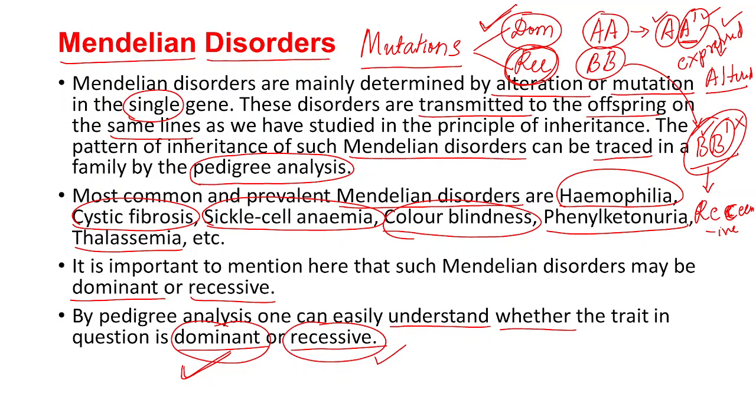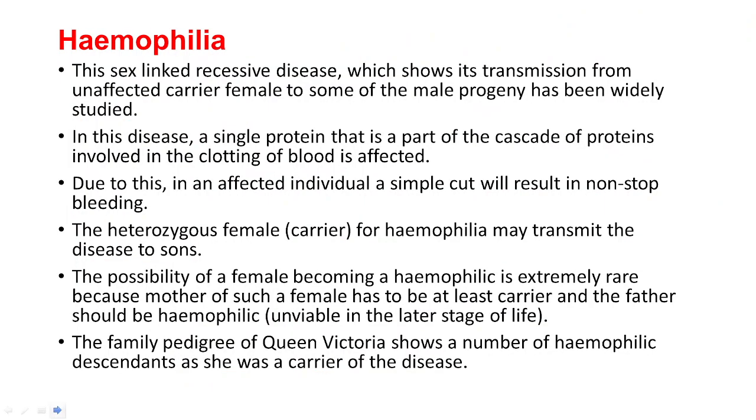Okay, now let us go to these particular diseases or gene disorders one by one. Coming to the first one, that is hemophilia. Hemophilia is an example of Mendelian disorder. It means this particular disorder is related to only one gene. And this particular gene which is responsible for the disorder hemophilia is what? Sex linked. It means the particular gene which is responsible for this disease is present on the X chromosome.